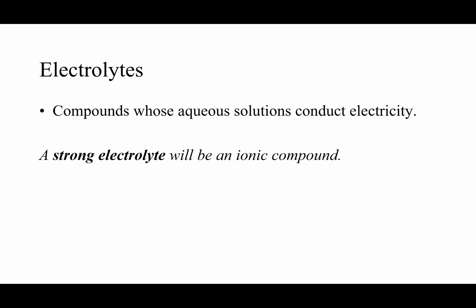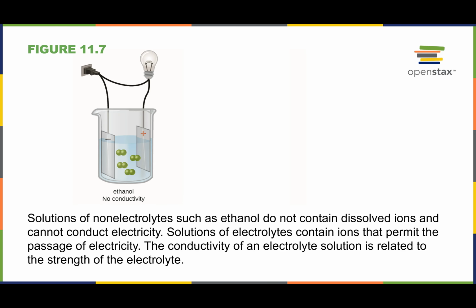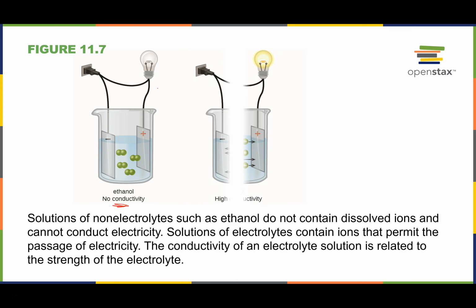Well, first off, let's talk about what electrolytes are. An electrolyte in general is a compound that if you dissolve it in water, it will conduct electricity. And of course, the reason it conducts electricity is because you have charged particles that have dissociated or ionized. So, for instance, if we have ethanol, it does not conduct electricity. Why? Because there are no charged particles to facilitate the flow of electrons from this negative plate to this positive plate. So the little light's not lighting up.